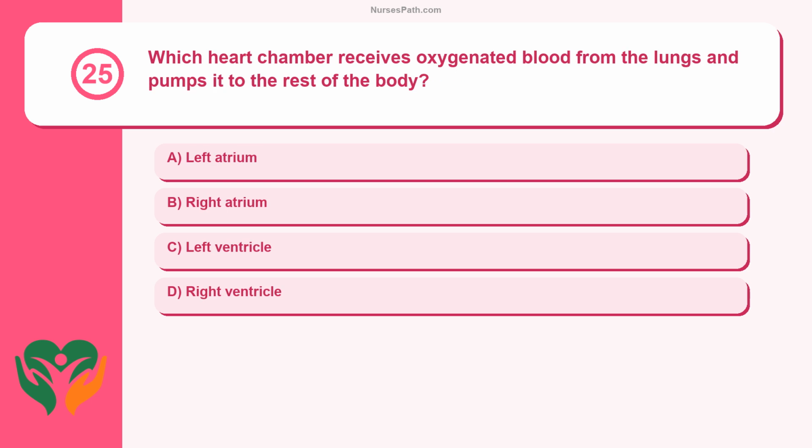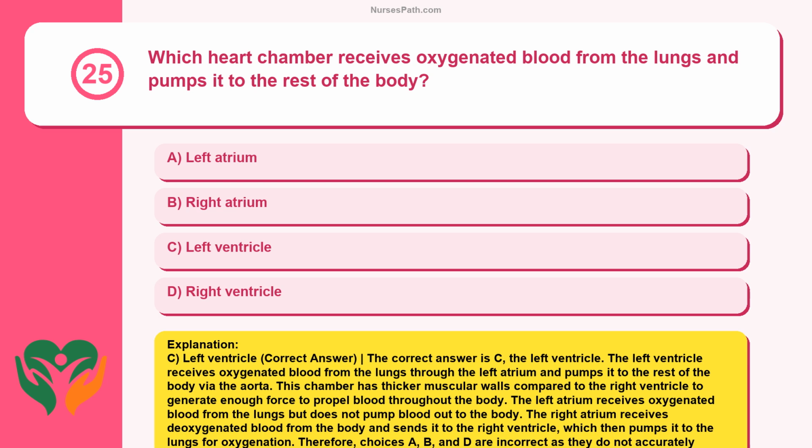Question 25. Which heart chamber receives oxygenated blood from the lungs and pumps it to the rest of the body? Left atrium. Right atrium. Left ventricle. Right ventricle. C. Left ventricle. Correct answer. The correct answer is C. The left ventricle. The left ventricle receives oxygenated blood from the lungs through the left atrium and pumps it to the rest of the body via the aorta.